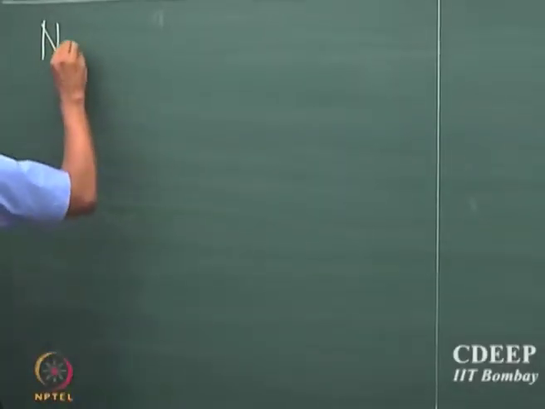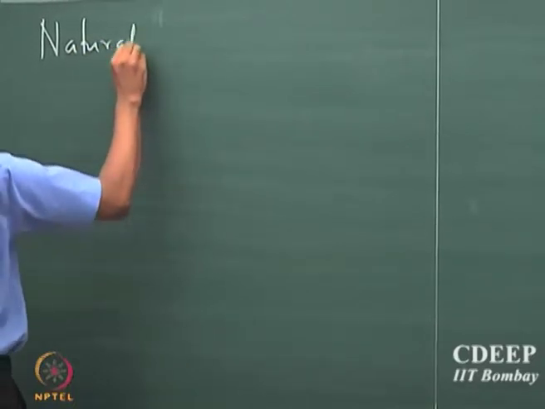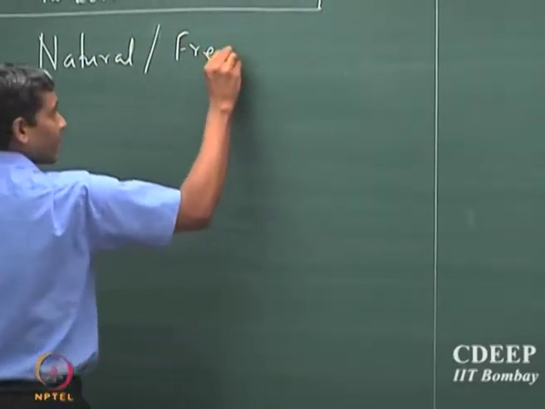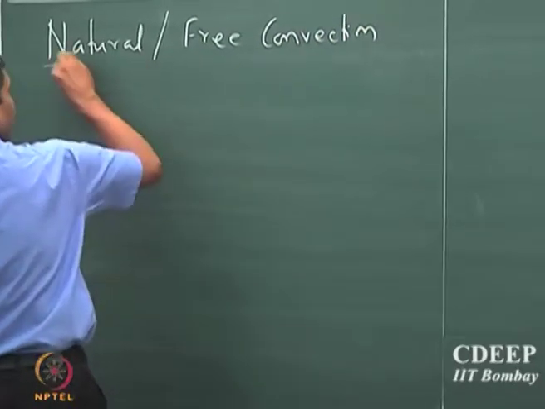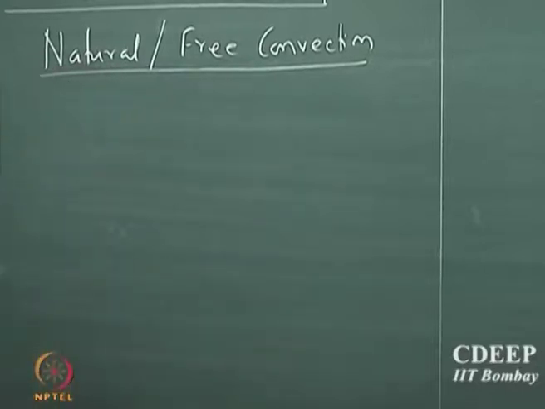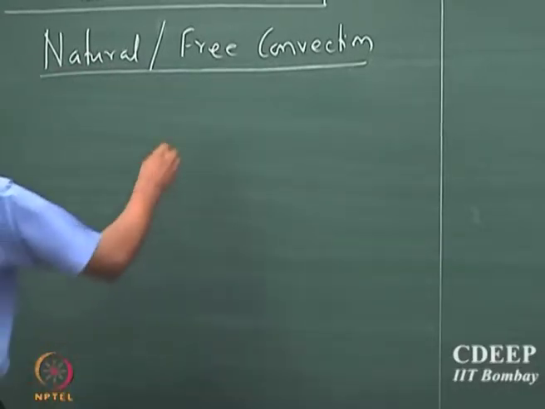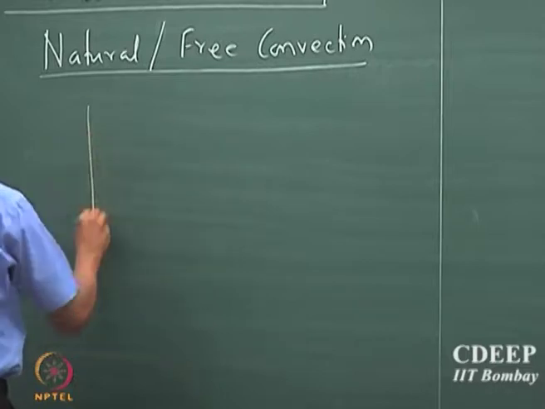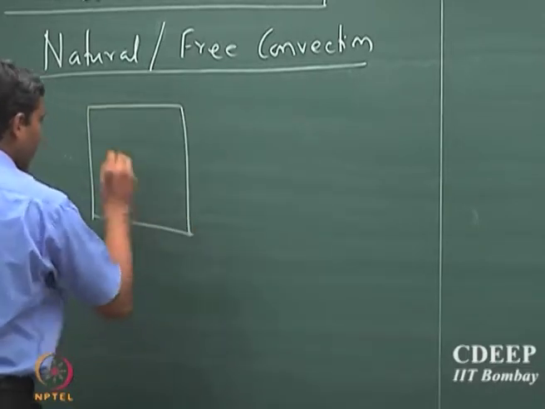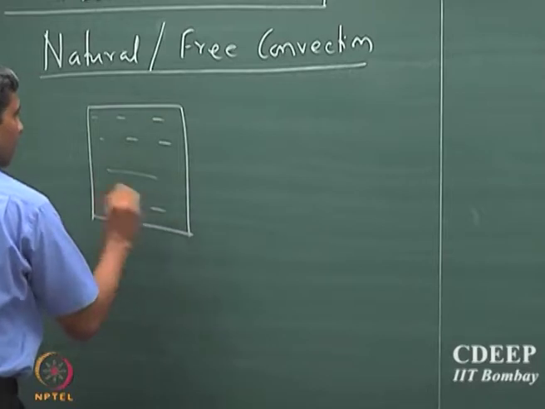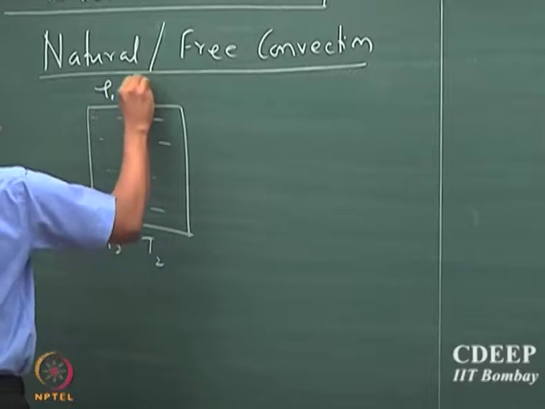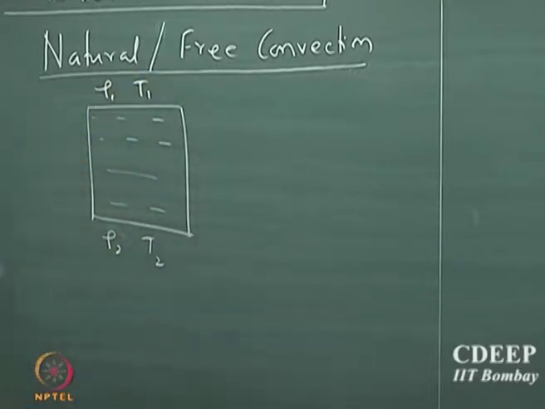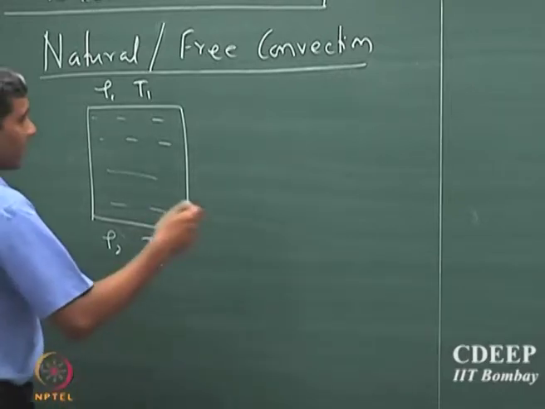We started discussion on natural or free convection. So we started by looking at the example of a fluid which is placed in a box, and we looked at the differences in the temperature, which leads to density difference, and that leads to a convection.